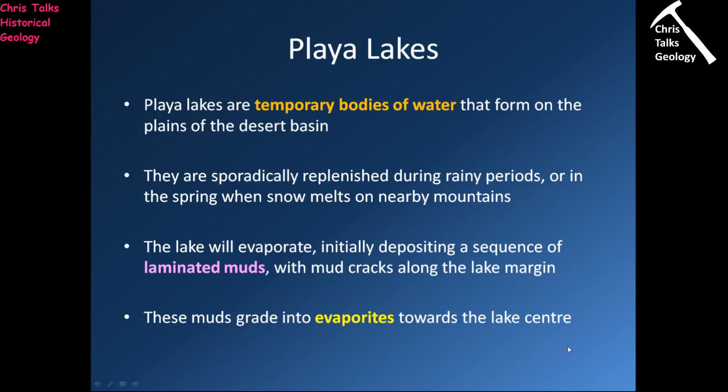So what about playa lakes? Well, playa lakes are temporary bodies of water that form on the desert plain. So they will be sporadically replenished if there's a heavy rainstorm, but most commonly they tend to form during the spring when you get snow melting on the nearby mountains.